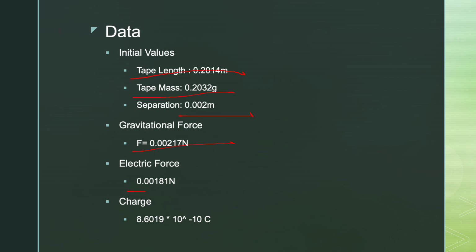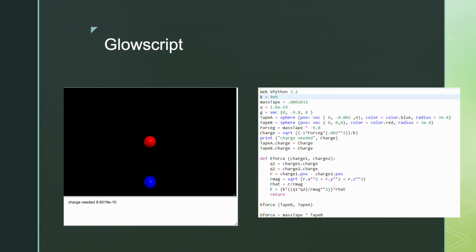And then for the electrical force, using the separation, which was R, and Coulomb's law, we found that the electric force is 0.0181 newtons, using a charge of 8.6019 times 10 to the negative 10th coulombs.